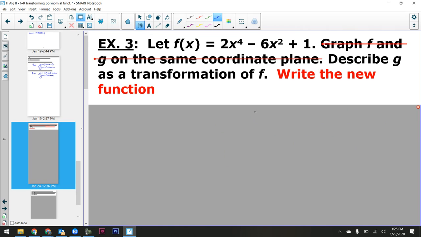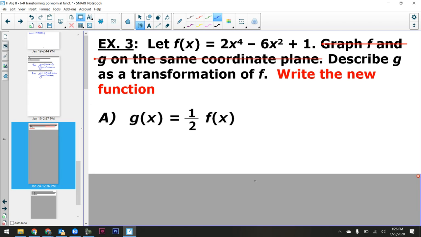Again, let me remind you, there are directions on the homework tonight that say draw f and g on the same coordinate plane. You don't have to do that. I'm not going to ask you to graph tonight. If anything, you can just sketch what it looks like. But that's, again, totally up to you. The graphing calculator is there for you as a tool to make sure that the transformation happened the way that you think it should have happened.